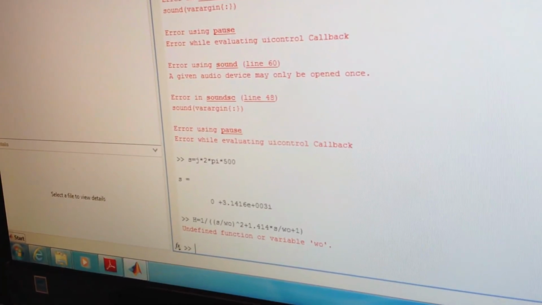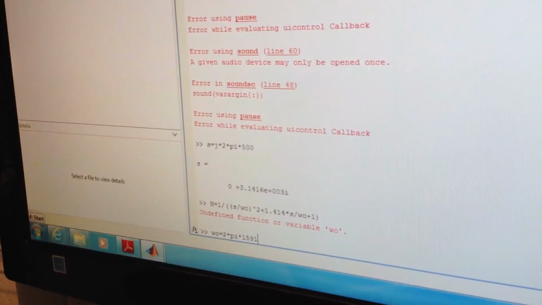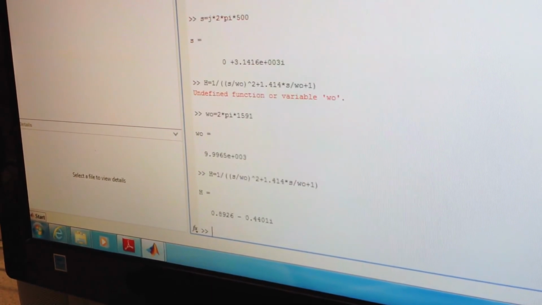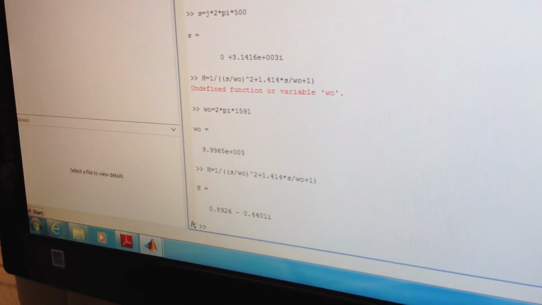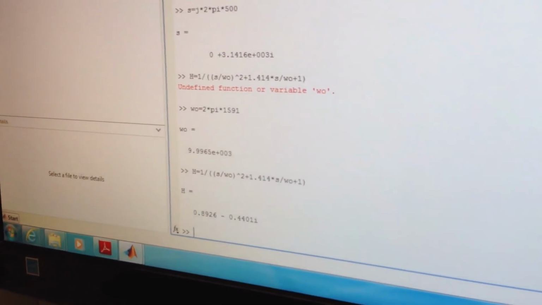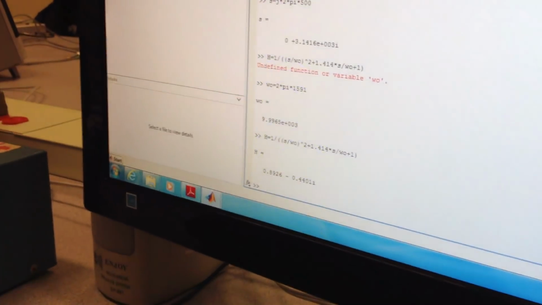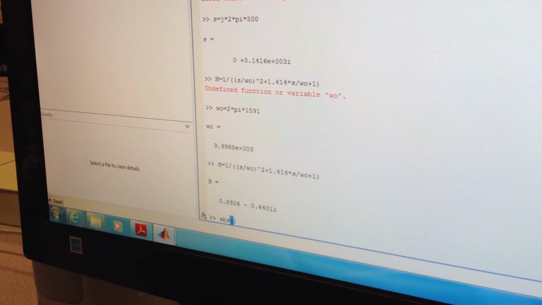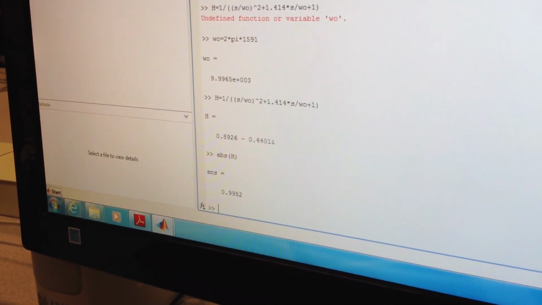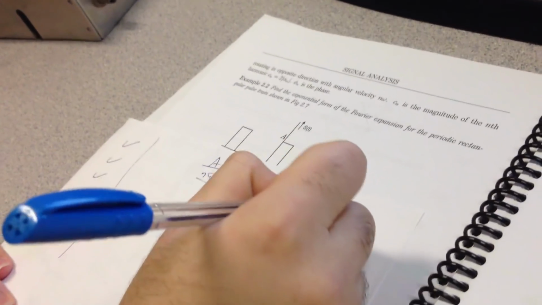We have omega naught equal 2 pi F naught, okay, that's omega naught, and that's H. H here is magnitude and phase. This oscilloscope gives you only magnitudes, so we are interested only in the absolute value. That's 0.995. So the first bin, it is this value, and the frequency response is 0.995.